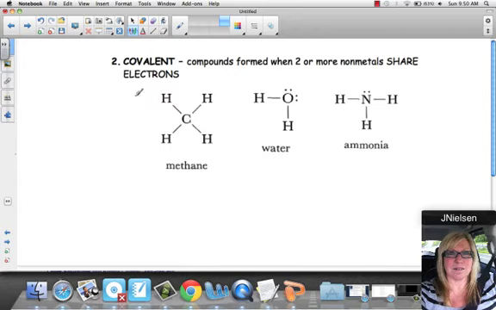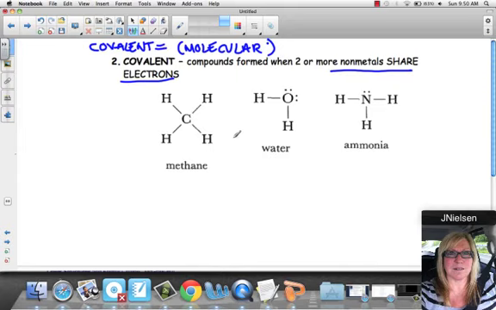All right, now let's look at covalent. Covalent is compounds formed when two or more nonmetals share electrons. Covalent is also called molecular. They use these terms synonymously on the regions. So you have to know that covalent equals molecular. So here you have methane, CH4, all nonmetals, water, H2O, and ammonia, NH3.